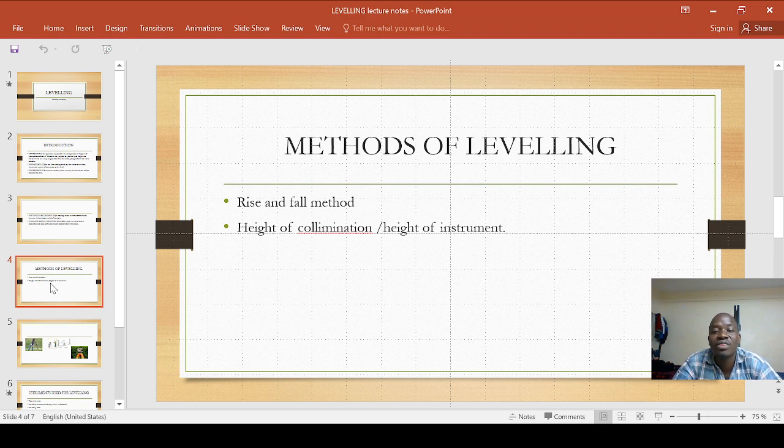There are two methods of leveling which are used to compute to get the level of the surface required. One, we may use the rise and fall method. Two, we may use the height of collimation method.